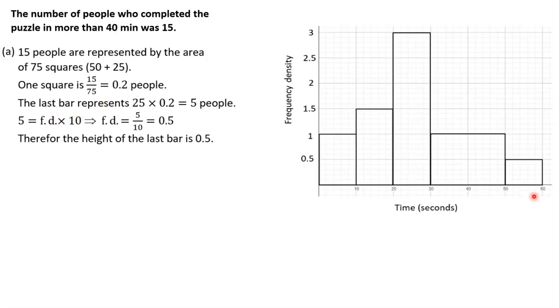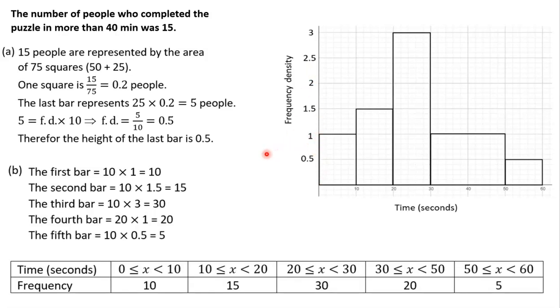The last bar, which is 5 people, because it's 25 squares times 0.2, and so the frequency density, which is the height of this bar, must be the area over base, which is 0.5. So the height of the last bar is 0.5, which gives us the scale. So the 5 small squares vertically is 0.5, which means that 10 small squares will be 1, and so on.